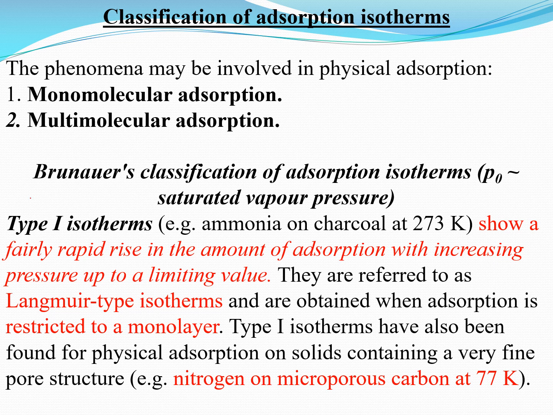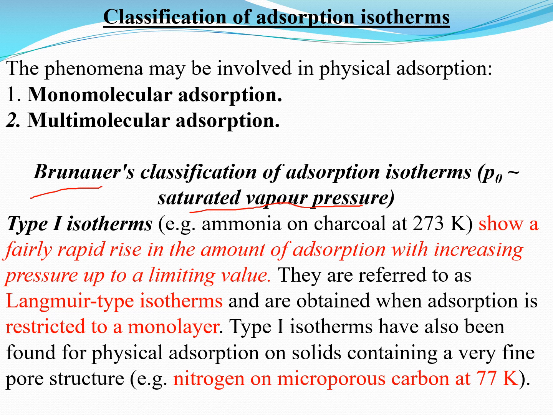Now we discuss Brunauer's classification of adsorption isotherms, where P naught is the saturated vapor pressure. We usually have 5 types of isotherms. We will discuss them one by one.